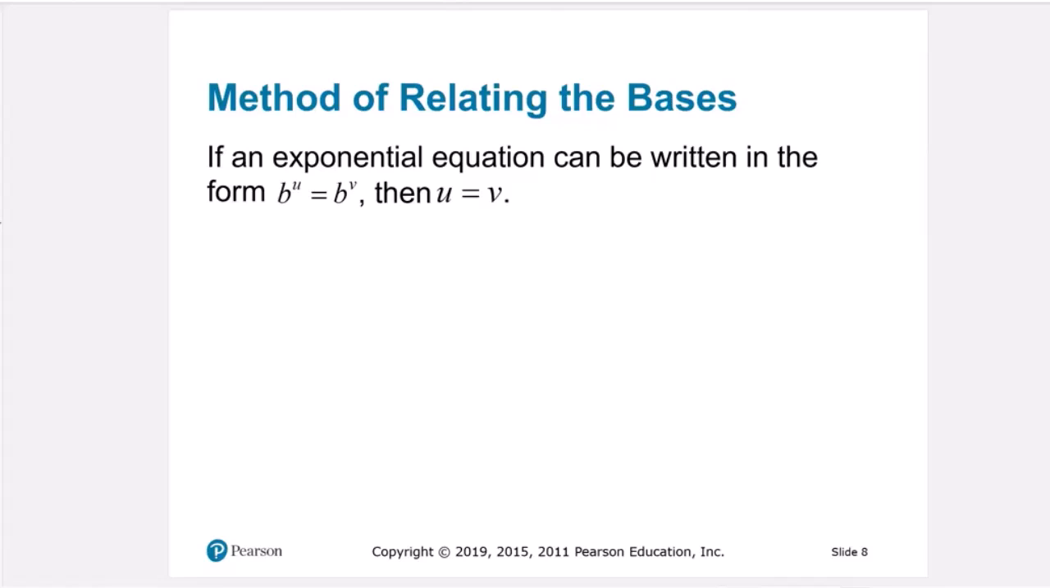If an exponential equation can be written in the form b to the u equals b to the v, we have the same base, then u has to equal v. 2 to the x equals 2 to the third means x equals 3.